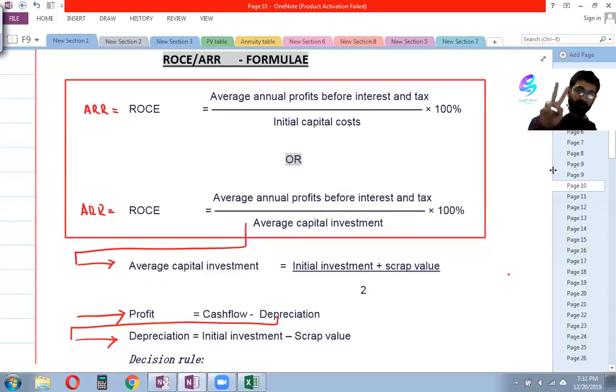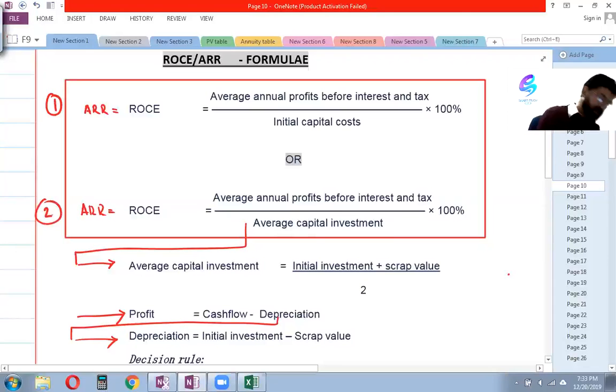So now a quick recap. You have two formulas for ARR, or return on capital employed. Number one, it can be on the basis of initial capital cost, so average annual profit divided by initial capital cost. It can be on the basis of average investment, so average PBIT divided by average capital investment. If you are not given the average investment, that's how you calculate it.